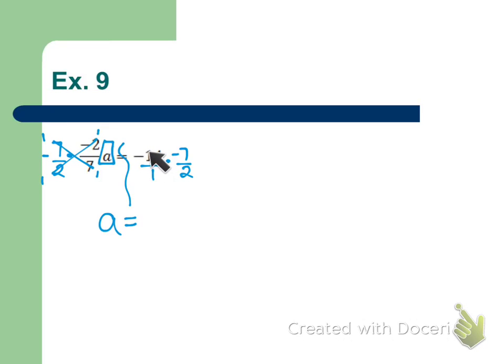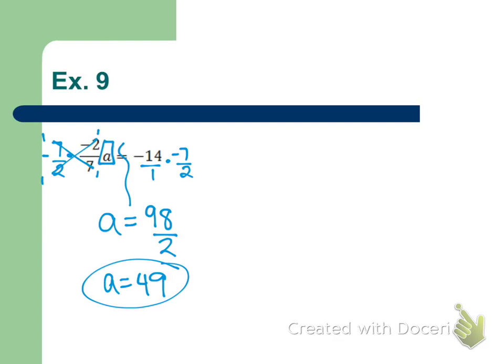Well, the 14's negative and the 7's negative. Okay, so we have a negative times a negative. That gives us a positive. 14 times 7 is 98. 1 times 2 is 2. Do you think we're finished with this problem? No, because 98 divided by 2 is 49. So our final answer would be that A equals 49. We've got to go all the way to the end.